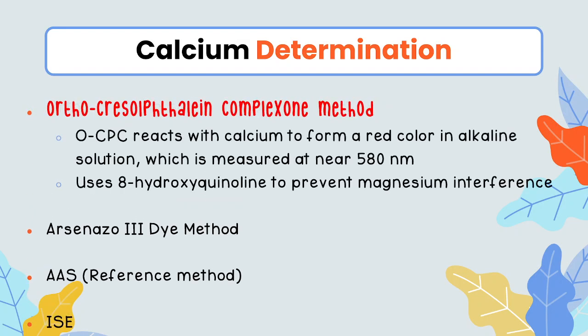Now, OCPC reacts with your calcium to form a red color in your alkaline solution, which is then measured at near 580 nm. Now, one thing to take note is that in your OCPC method, we usually incorporate this 8-hydroxyquinoline to prevent any magnesium interference.